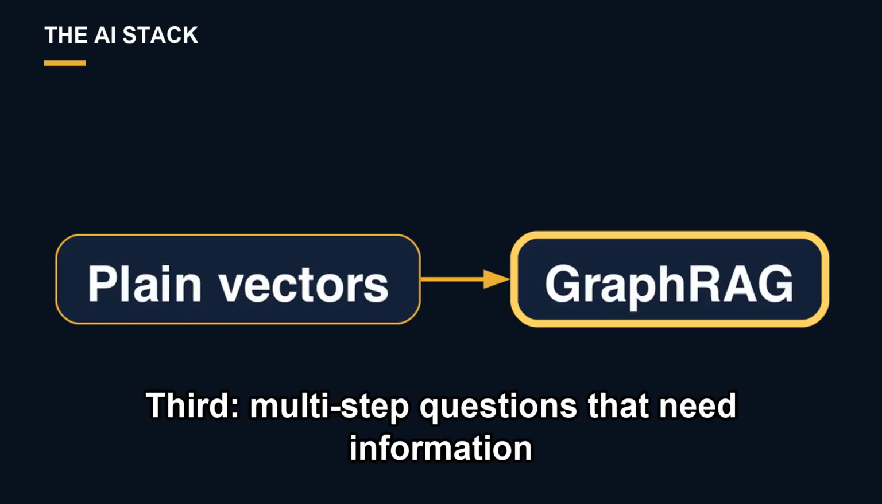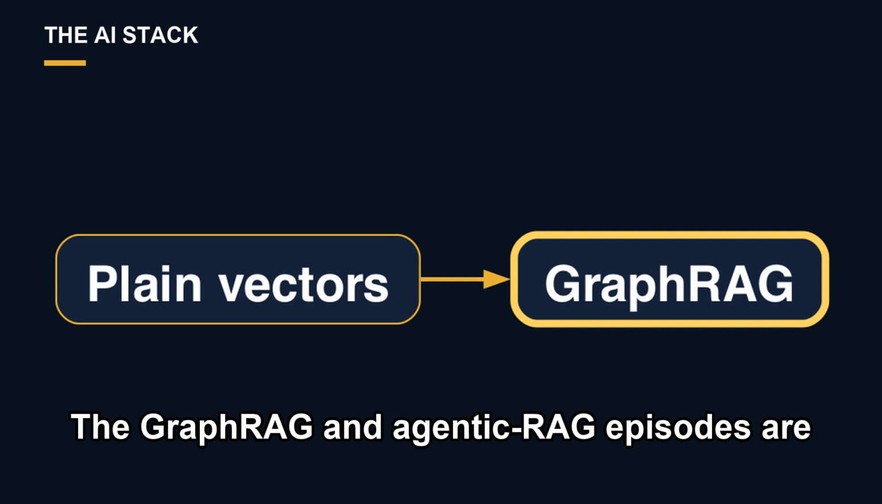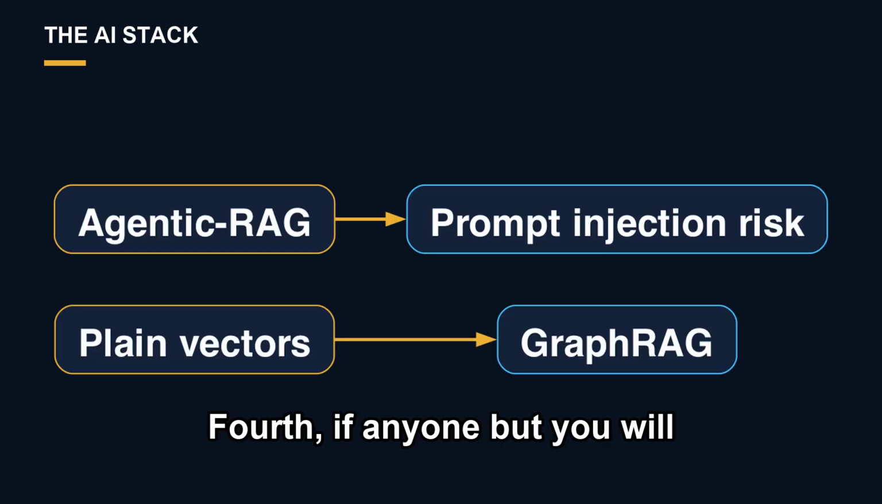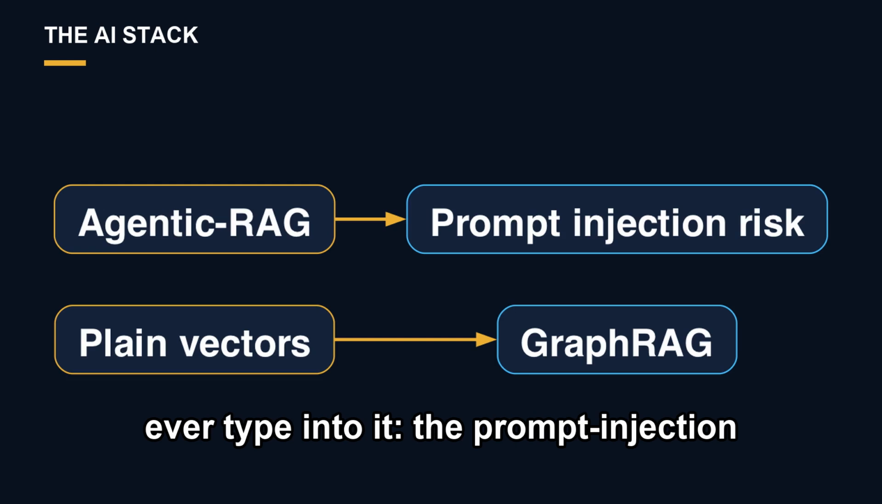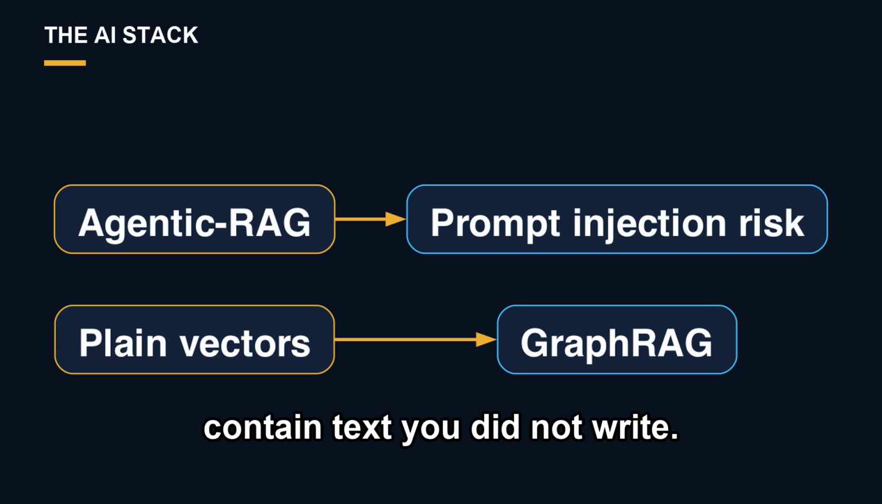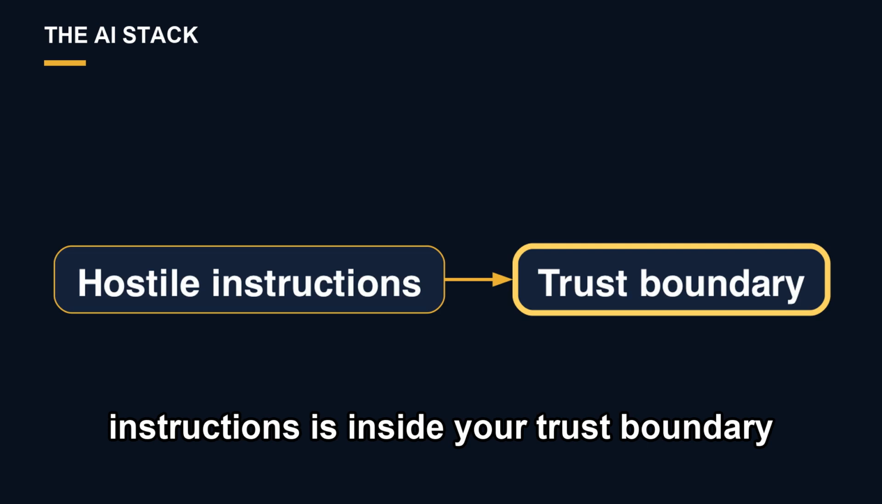Third, multi-step questions that need information connected across files. That is the ceiling of plain vectors. The GraphRAG and Agentic RAG episodes are the doors out. Fourth, if anyone but you will ever type into it, the prompt injection episode applies the moment your documents contain text you did not write. A saved web page with hostile instructions is inside your trust boundary now.